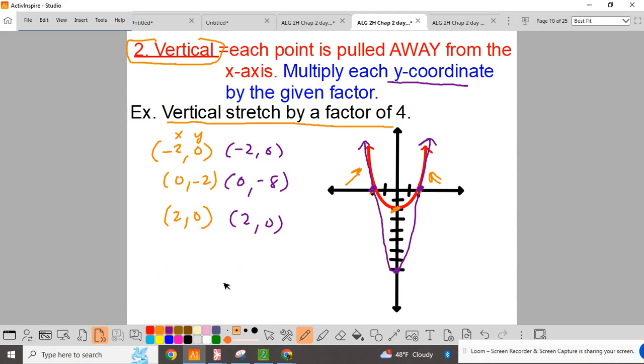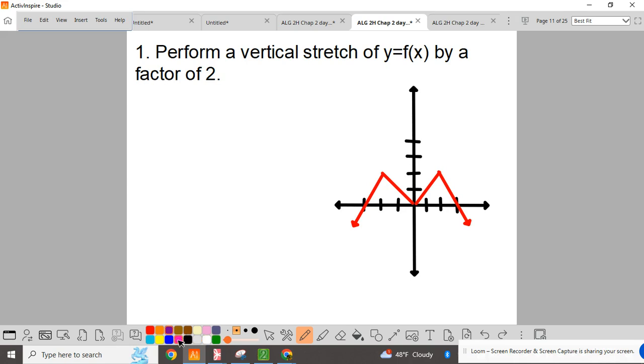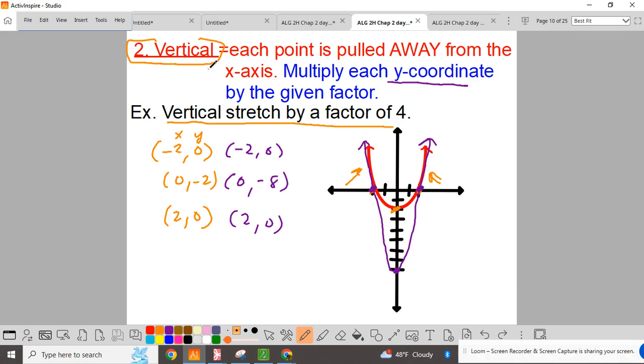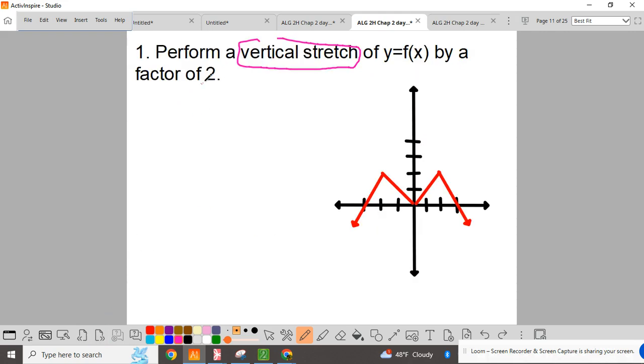Next, we're given here: perform a vertical stretch of y equals f(x) by a factor of 2. So same thing. When we do the vertical stretch, what are we going to do? Multiply the y coordinate by the given factor. So we're going to multiply the y coordinate by 2. But first we have to know the points.